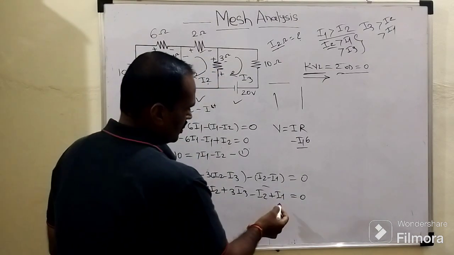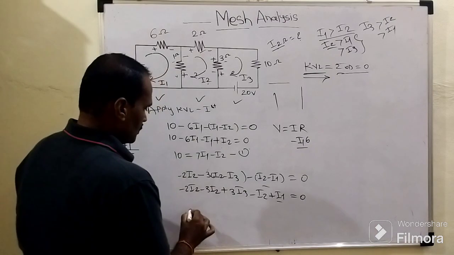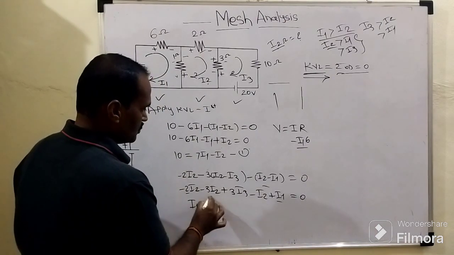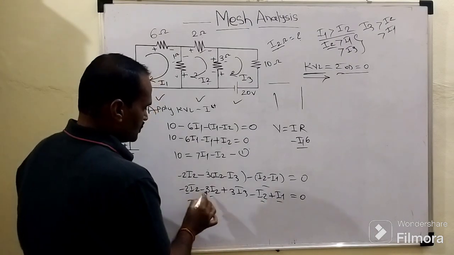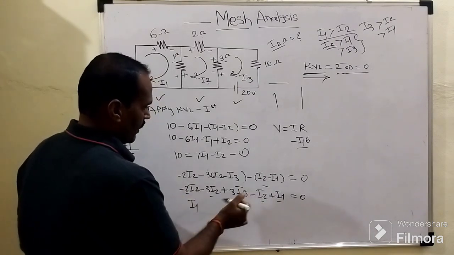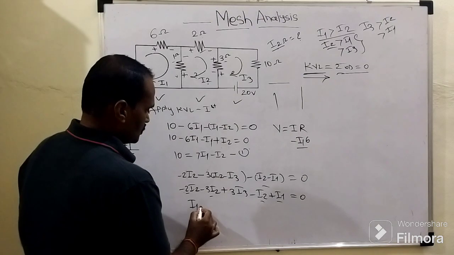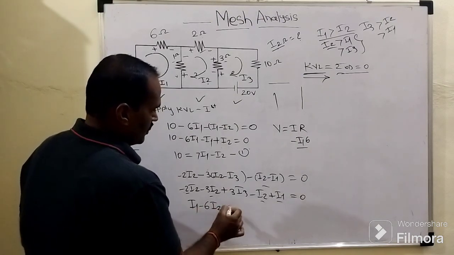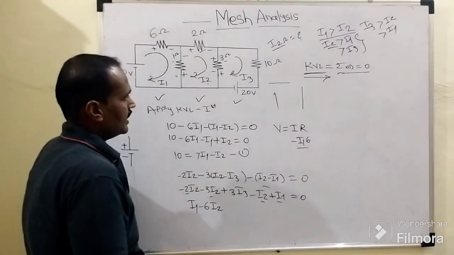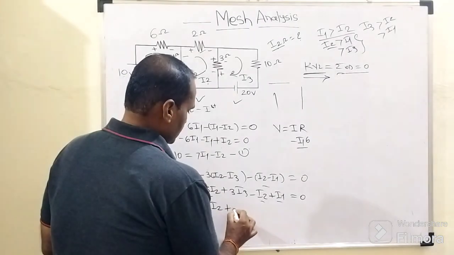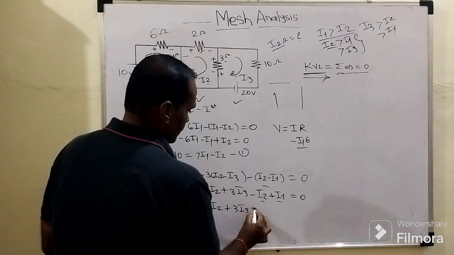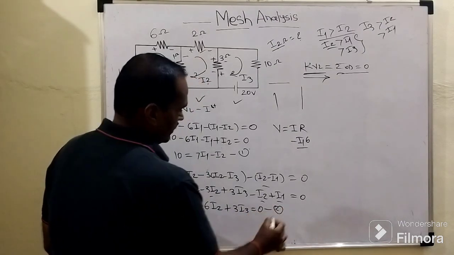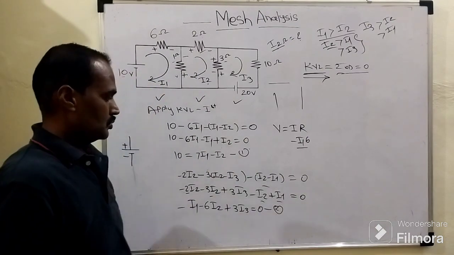So how many terms do we have belonging to I1? There is only one term. So this equation will become I1. How many terms belong to I2? 1, 2 and 3. So minus 2, minus 3, minus 5 and minus 1. So it will become minus 6 times I2. How many terms do we have belonging to I3? Only one term. So plus 3I3 equals to 0. So this is our mesh equation number 2.